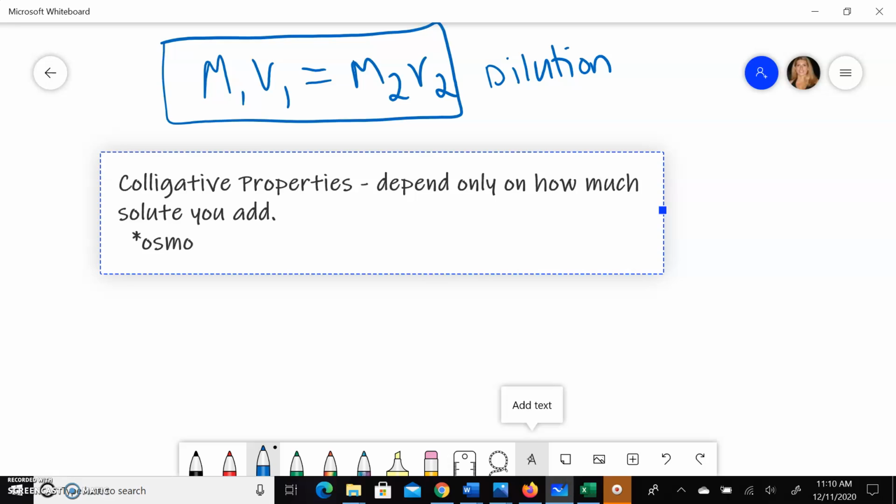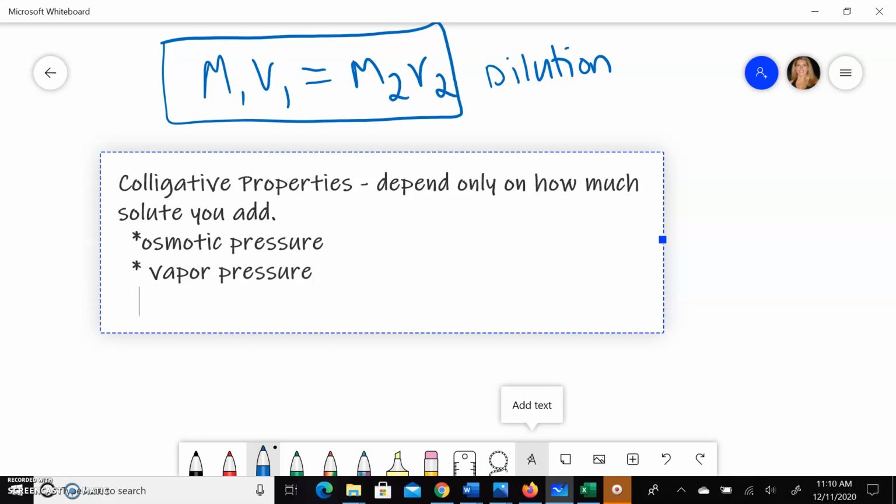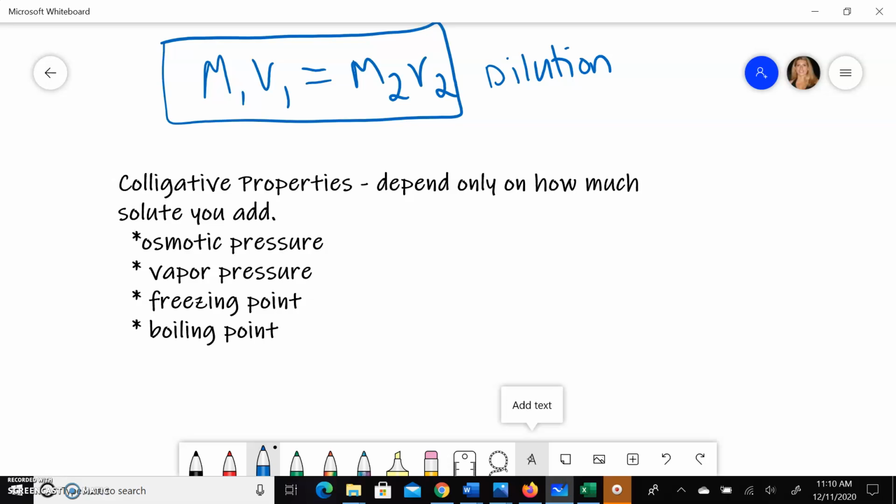We talked about the fact that osmotic pressure goes up. I'll write them out and then we'll talk about whether they go up or down. We talked about vapor pressure, freezing points, and boiling point. For osmotic pressure, as you add particles to the solution, osmotic pressure is going to go up. Again, osmotic pressure is the pressure required to keep osmosis from happening.